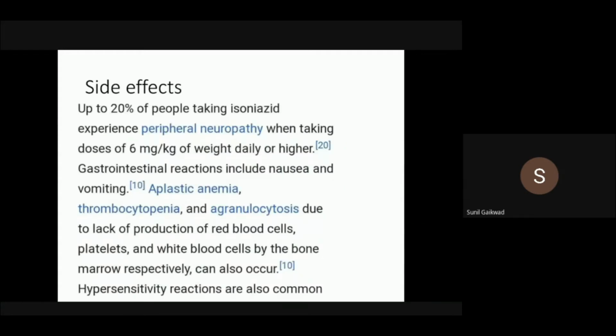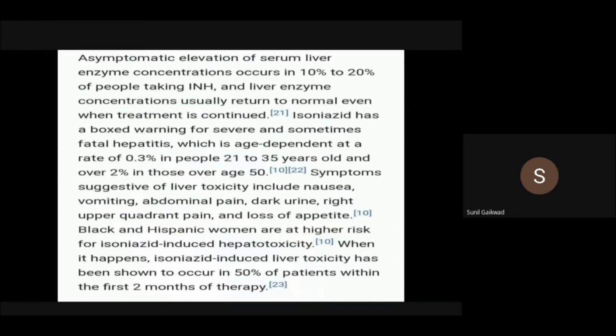Some of the side effects are: up to 20% of people taking isoniazid experience peripheral neuropathy when taking doses of 6 mg per kg of weight daily or higher. Gastrointestinal reactions include nausea and vomiting. These are some common side effects. Aplastic anemia, thrombocytopenia, and agranulocytosis, due to lack of production of red blood cells, platelets, and white blood cells by the bone marrow respectively, can also occur. Here are some other side effects.